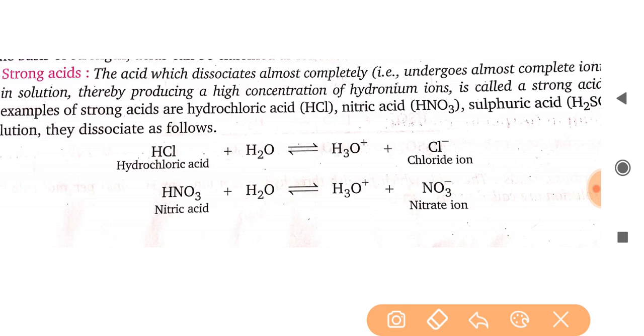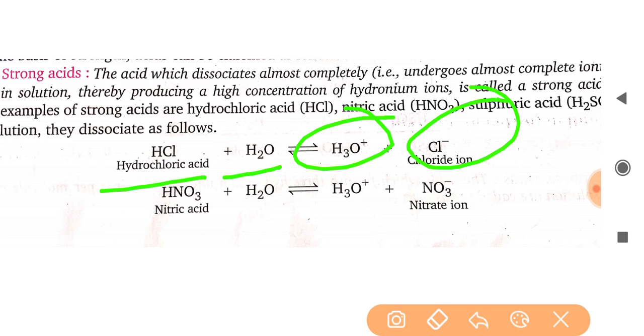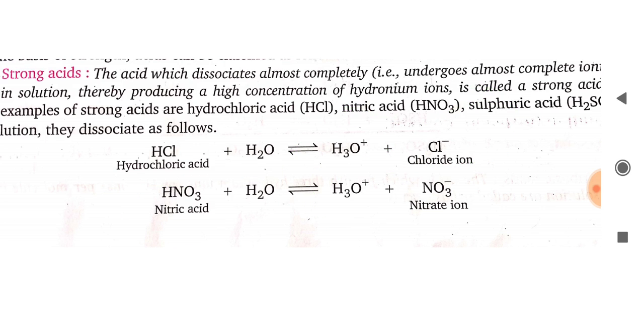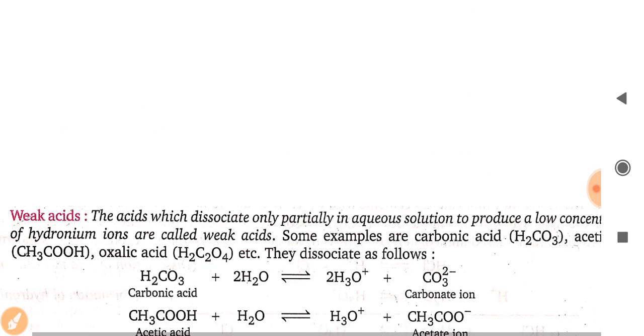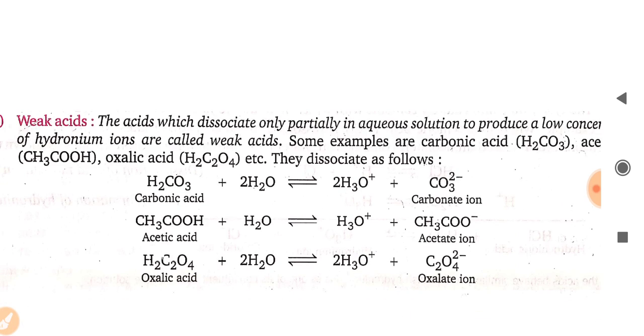When we see the examples, hydrochloric acid, when dissolved in water, dissociates into a hydronium ion and a chloride ion like this, and HNO3 like this, one hydronium ion produced by these two, and H2SO4 also like this.